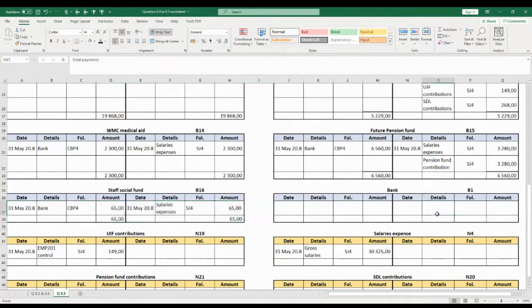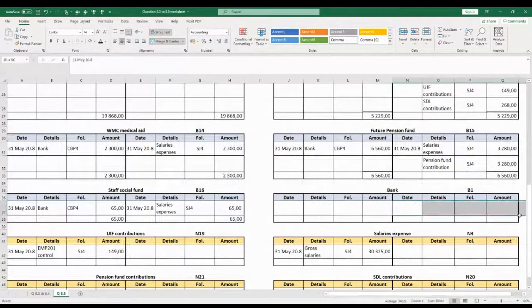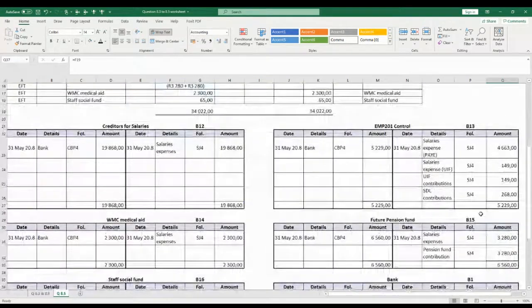Now this entry here, the bank, is just to show you that if we add all of these expenses, it was 34,000 rand that we've paid out of the bank. So your bank account would be credited with that amount, which would be your total payments, to show that your bank account has decreased. In your textbooks, they don't show you this entry there because a cash book payments journal would generally have a lot more transactions in it. But I've just included this here for illustrative purposes. And that is basically how you do it.